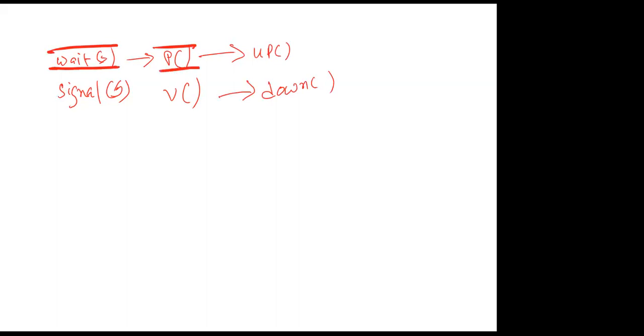function. In some books or some operating systems, the wait function may be called the P function, and some may call it the up function. And signal is also represented as V as well as the down function. But all are the same.